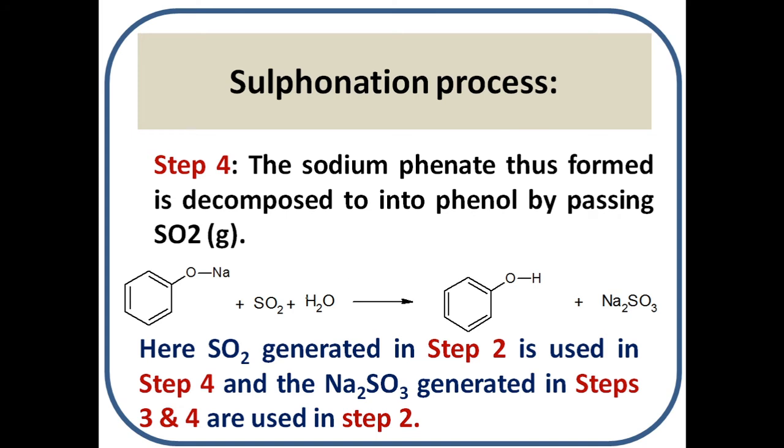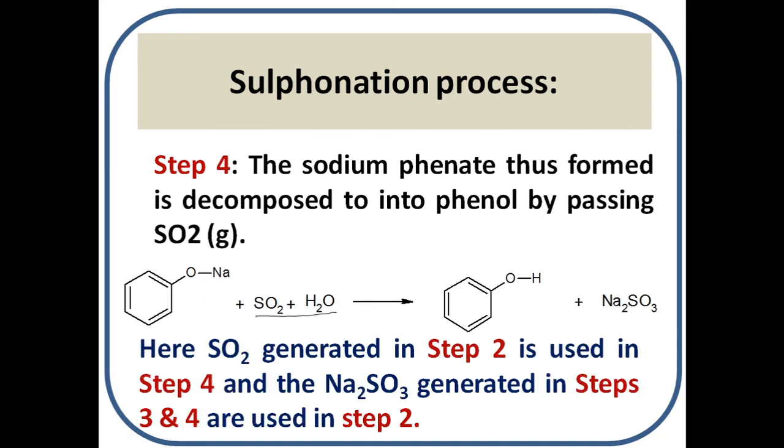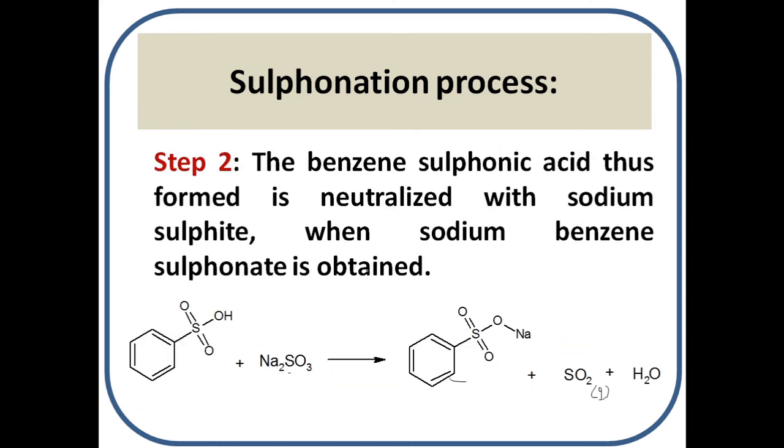The sodium phenate thus formed can be decomposed in the presence of sulfur dioxide and water to get phenol. The speciality of this reaction is that sulfur dioxide generated in step 2 is used in step 4, and the sodium sulfite generated in steps 3 and 4 can be utilized in step 2 also. This is step 3, here sodium sulfite is generated. This is step 4, again sodium sulfite is generated. See, this is the case.